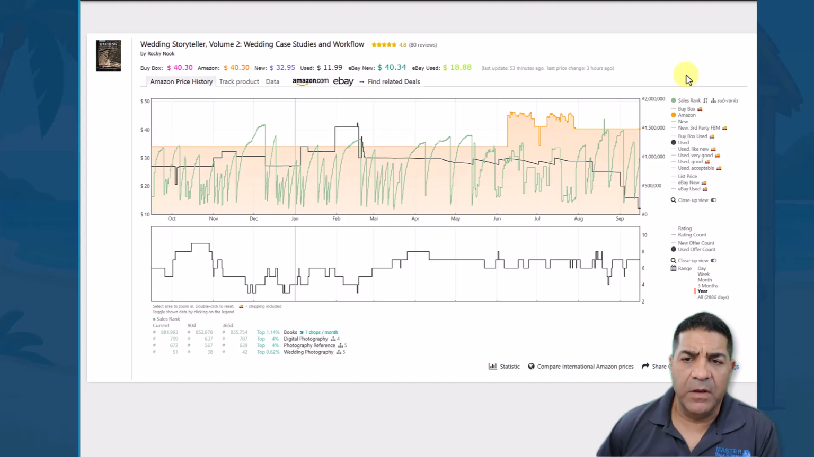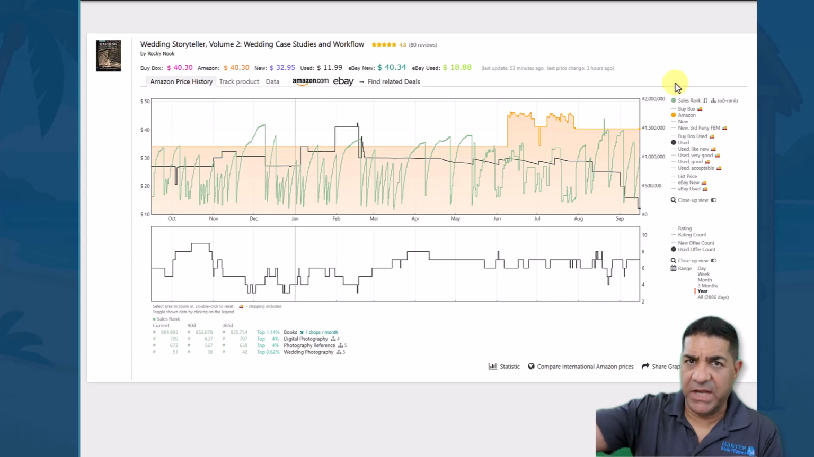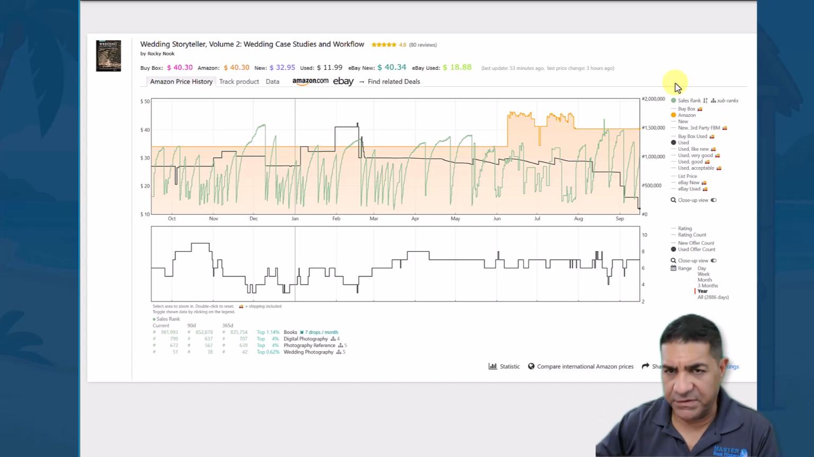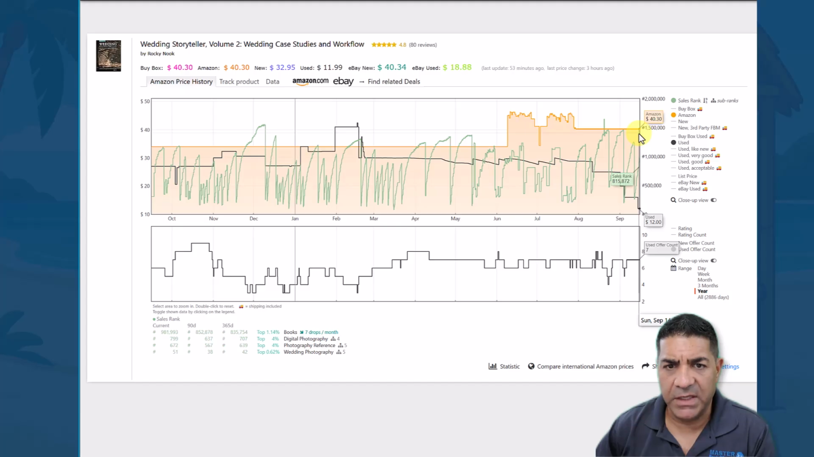Okay, here's just a couple more examples of books that look pretty appealing when you look at the Keepa chart, and you could probably give it a check and then go on and price the book and see if it's worth flipping. So this book isn't terribly expensive. Amazon's topping it out at $40, but right now the lowest price it's ever been is down to $12, so that's good. And there is a new price at $32.